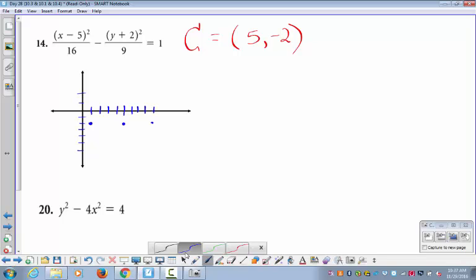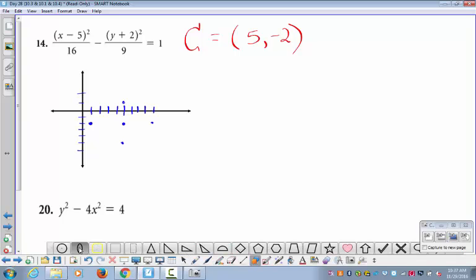And then how far vertically? 3. We look under the y's, take the square root, and that's going to be our indicator as to how to get to the minor vertices, the vertices that are on the minor axis. So there is, and then we can graph it, so there's our ellipse.